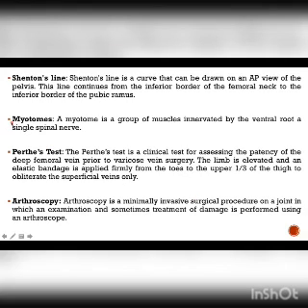Myotomes. Myotomes is a group of muscles which are innervated by the ventral root of a single spinal nerve. Perthes test. Perthes test is a clinical test for assessing the patency of the deep femoral vein prior to varicose vein surgery. It is named after the German surgeon Georg Perthes. The limb is elevated and an elastic bandage is applied firmly from the toes to the upper one-third of the thigh to obliterate the superficial veins only.